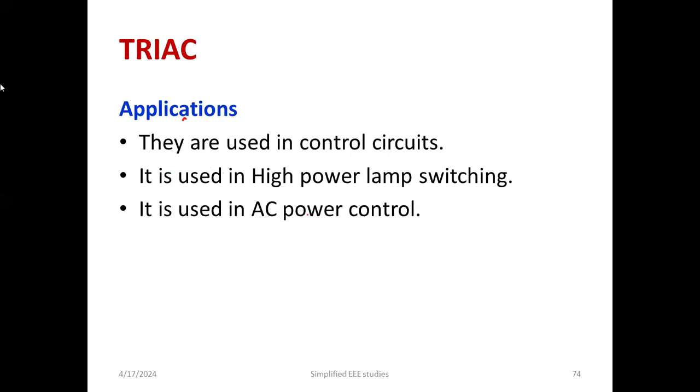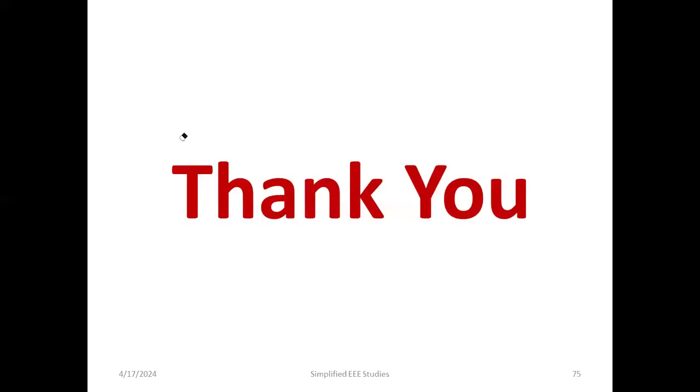Now let us see some important applications. They are used in major control circuits and high power lamp switching, and also in AC power control. So these are light dimmers. These are the various applications of TRIAC. TRIAC is nothing but triode for alternating current. I hope you understood a little bit of the concept about the TRIAC.